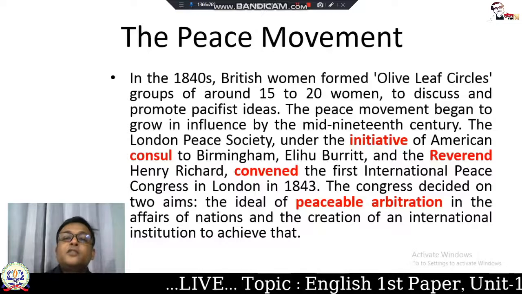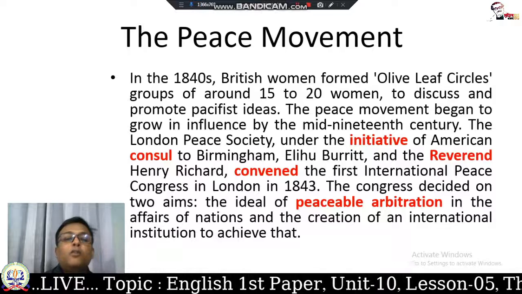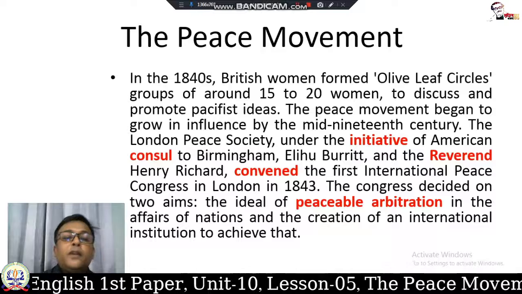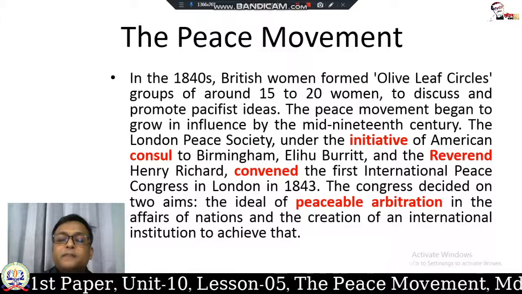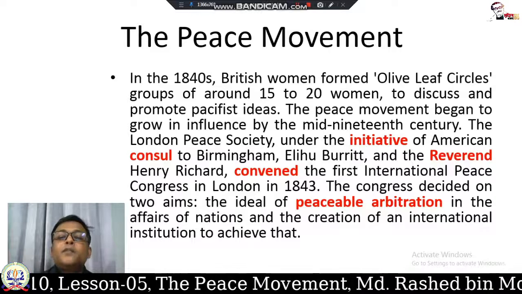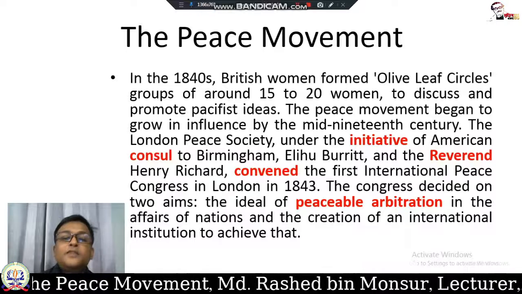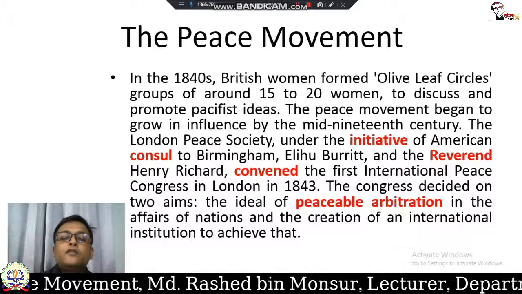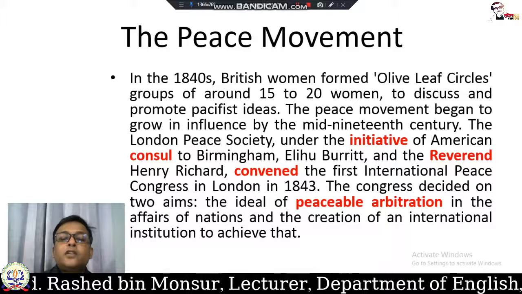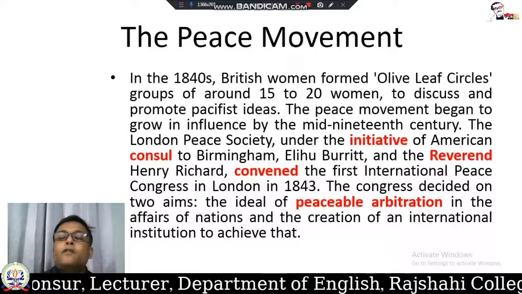So their main intention was to spread the ideals of peace all over the world. The peace movement began to grow in influence by the mid-19th century. Alright, so in the mid-19th century, the peace movement became very strong. The London Peace Society, under the initiative of American consul to Birmingham, Elihu Burritt, and the Reverend Henry Richard, convened the first International Peace Congress in London in 1843.